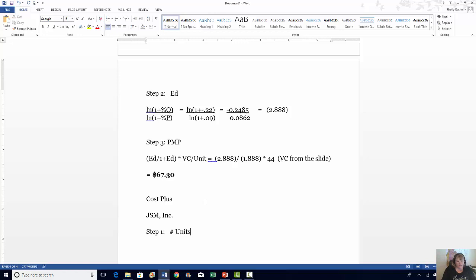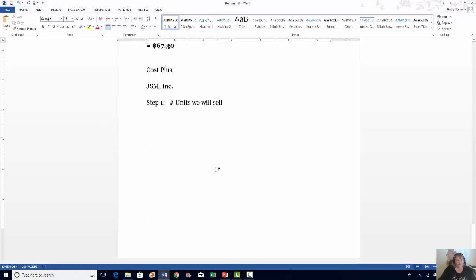The number of units we will sell. That up so everybody can see it.